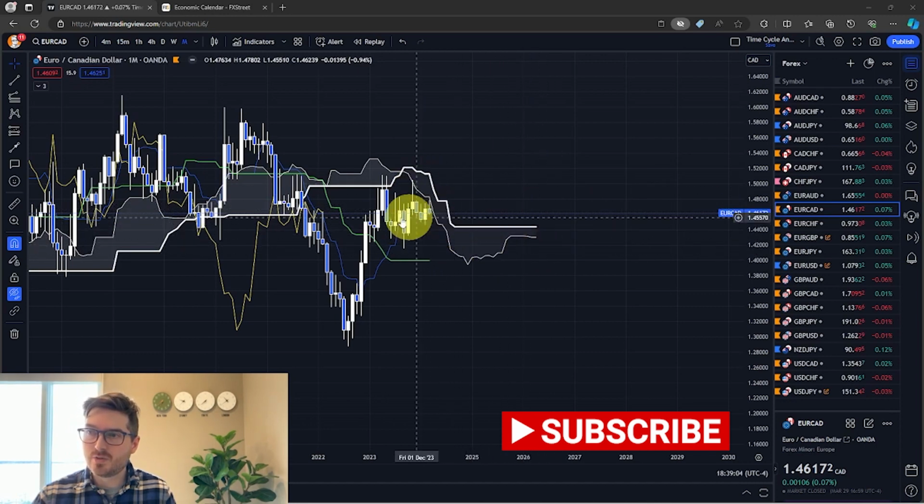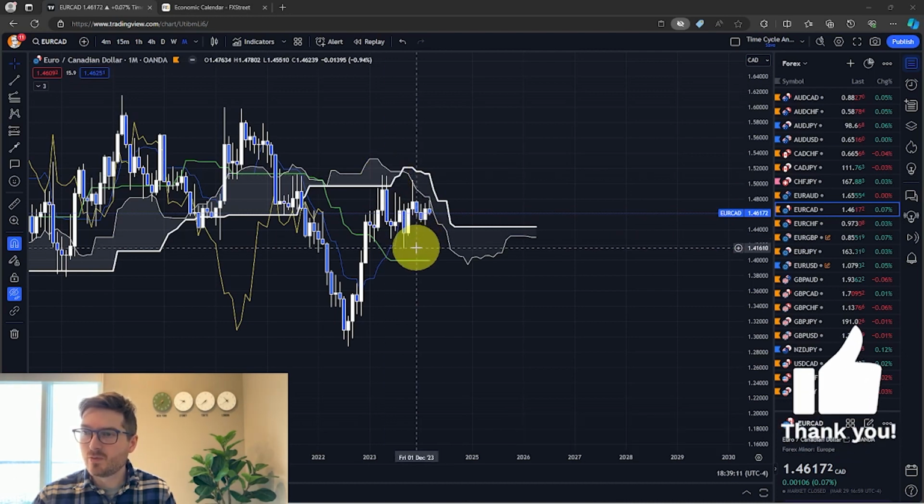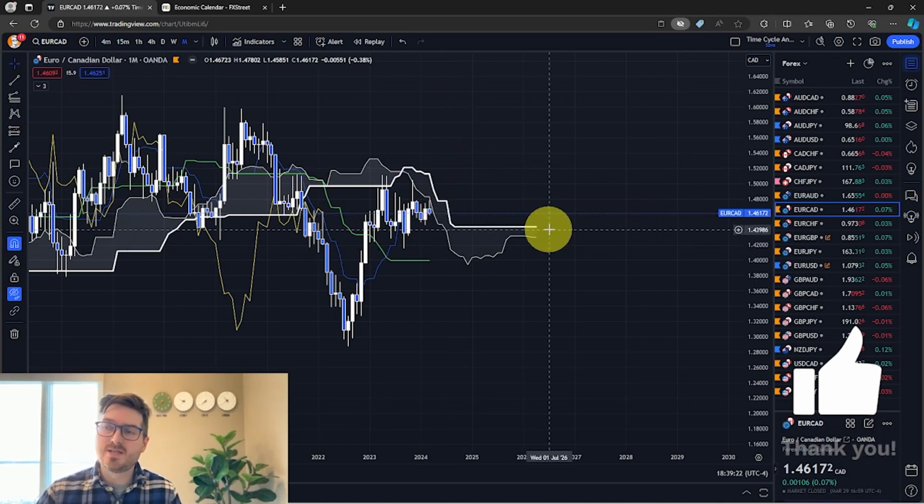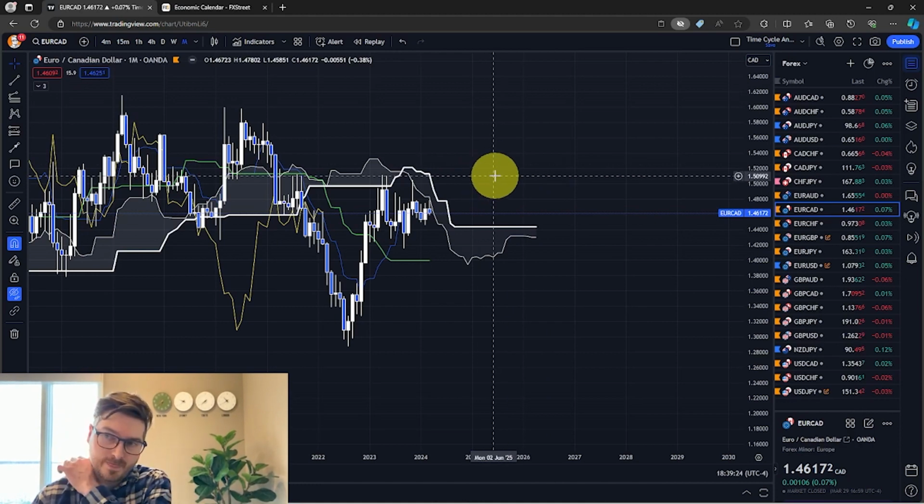So depending on if we break this resistance level here, the 1.51053, or this support level here, the 1.41610, depending on which level we break, we could be breaking through the Senko span B, and that could be causing a bullish Kumo cloud twist. So 2 out of the 3 bullish Kumo cloud signals we have already.